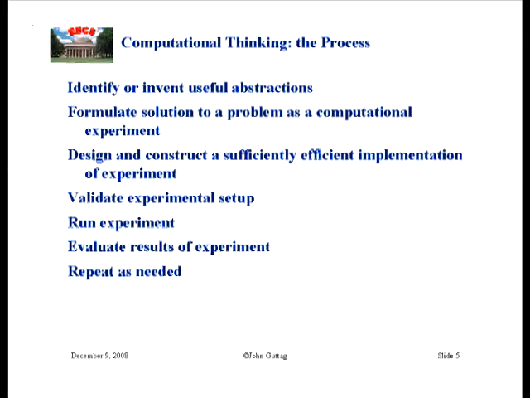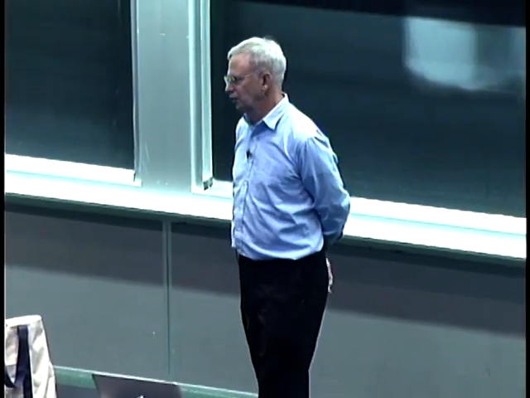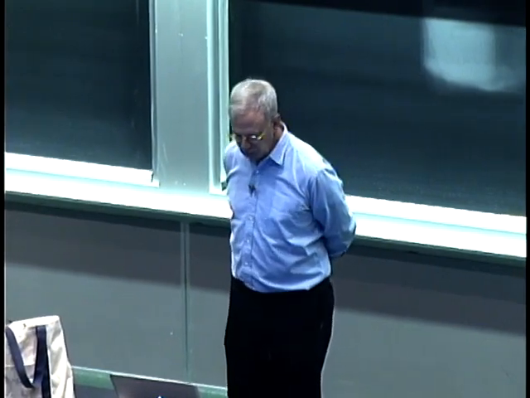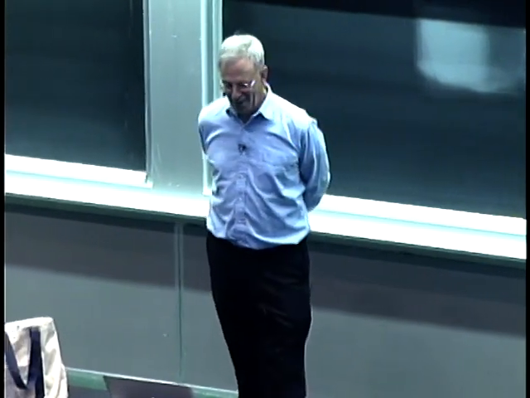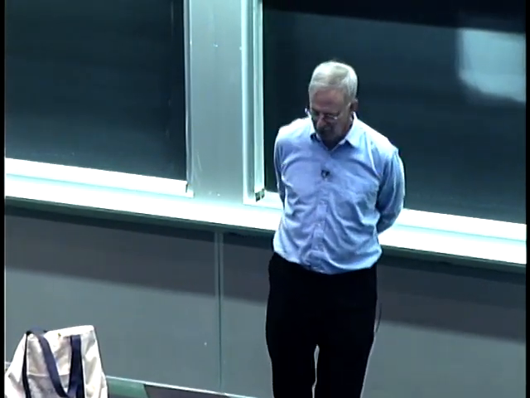So what is it? Well, the process is the one that we've been advocating throughout the semester. You identify or invent useful abstractions. Sometimes they're out there and we can just pluck them. Sometimes we have to invent them ourselves. We then formulate a solution to a problem as some sort of computational experiment, typically using those abstractions. Then comes the part that many of you get bogged down in, but it'll get easier as you go on: to design and construct a sufficiently efficient implementation of the experiment.